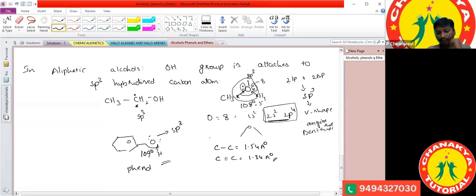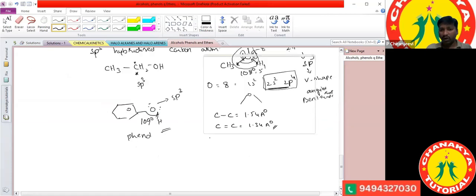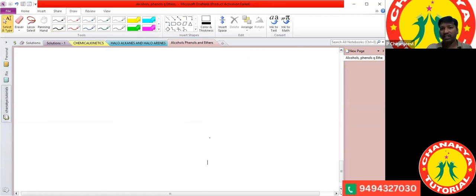Now let us see alcohols and phenols and their differences. So what is the difference between alcohols and phenols? We can directly show the difference and see some examples also. In alcohols, what is a simple example for alcohols?